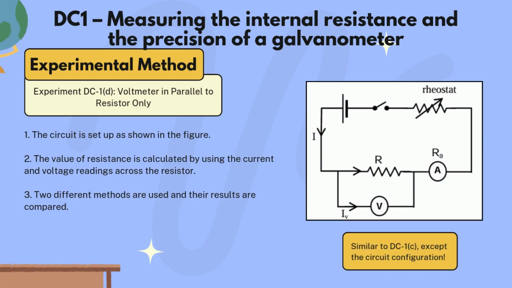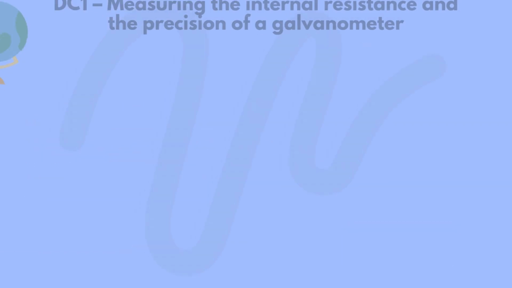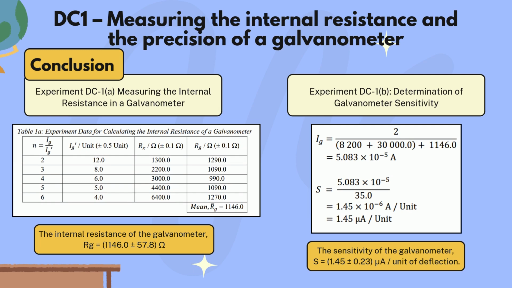For the fourth experiment, the steps are actually similar to the previous experiment, except the value of resistance is calculated by using the current and voltage readings only across the resistor. The same two methods are used, and the results are also compared. Now, here are my findings for all four of the experiments.